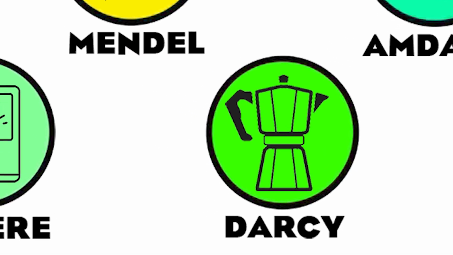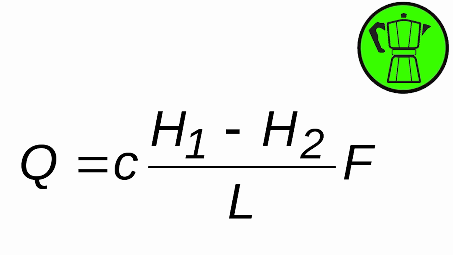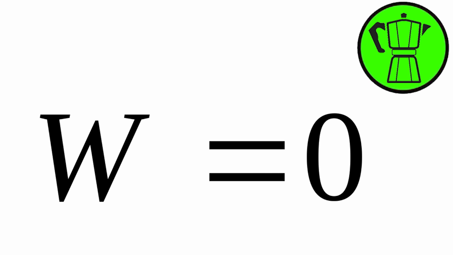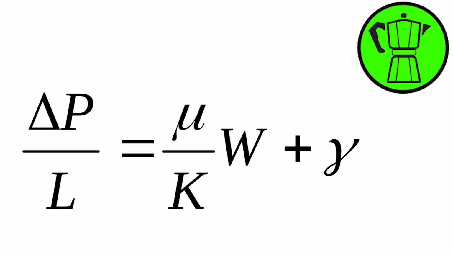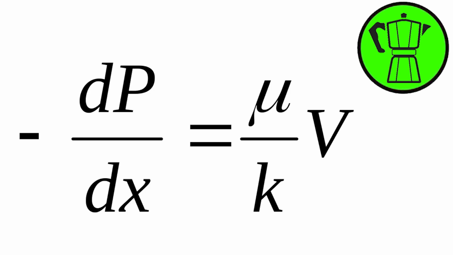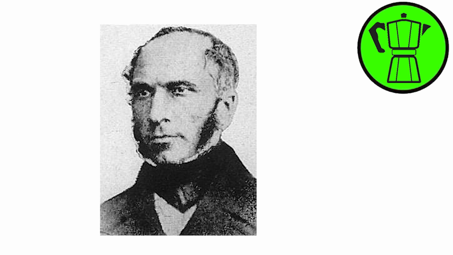The next scientific law will be Darcy. Darcy's law is a law that describes the movement of fluid through porous media, such as soils, sands, or porous rocks. The law was formulated by French engineer Henry Darcy in 1856. Darcy's law states that the velocity of a fluid through a porous medium is proportional to the pressure gradient in that medium and inversely proportional to the fluid's viscosity.